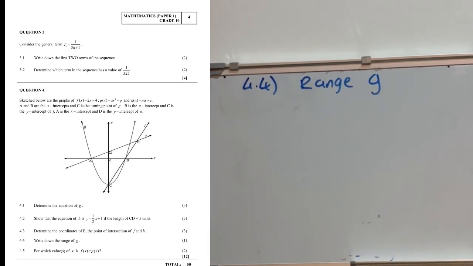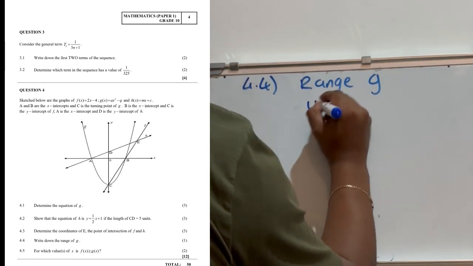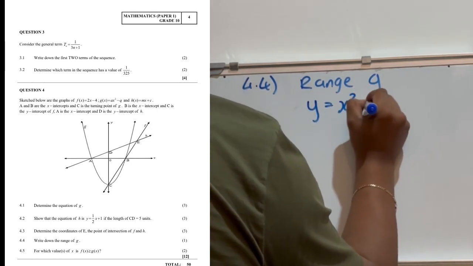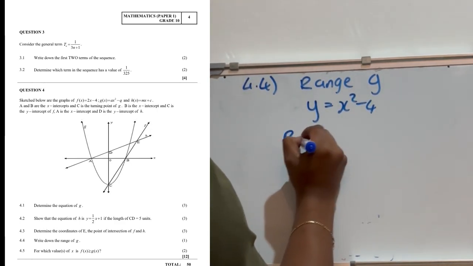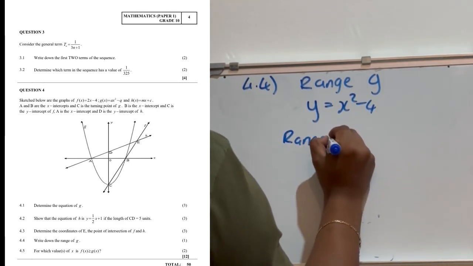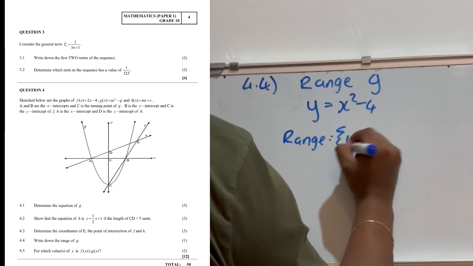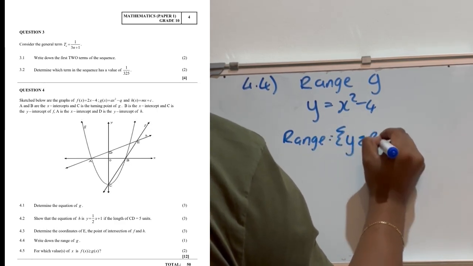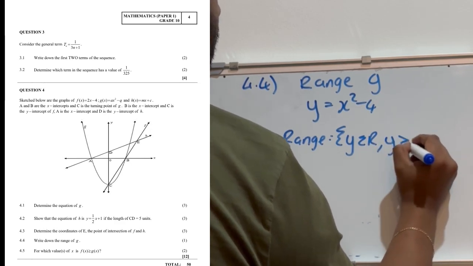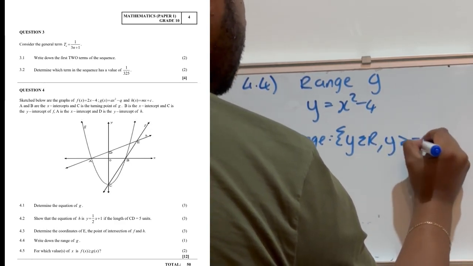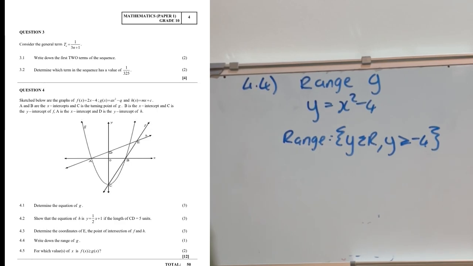So they ask for the range of G, which is our parabola. The parabola is x squared minus 4. So the way we will do our range, we will say our range is y is an element of real numbers, where y is bigger than or equal to negative 4.